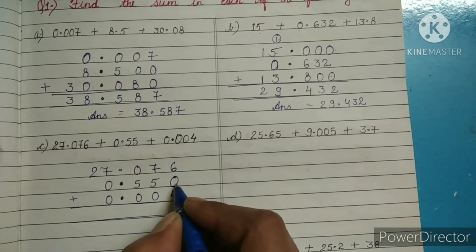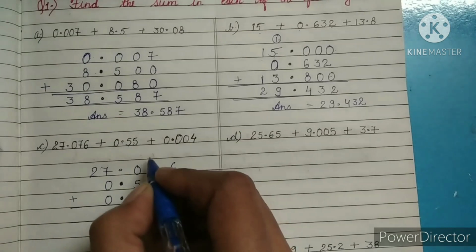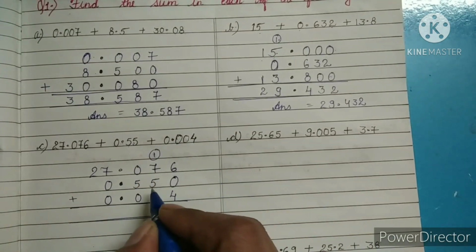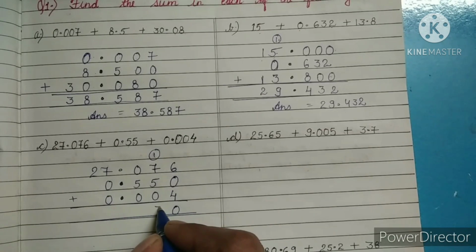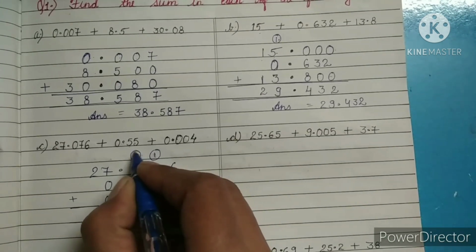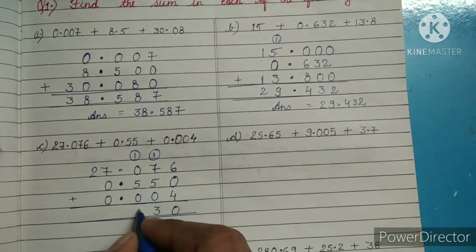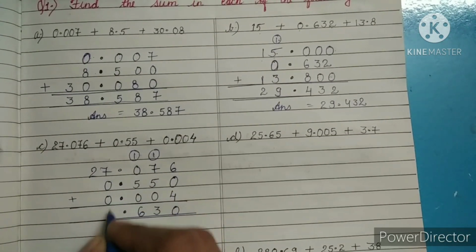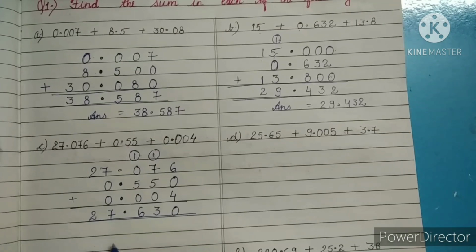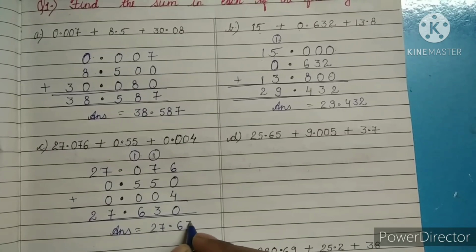Okay, 4 plus 0 plus 6 is 10, 0 at the downside, 1 on the carry. 7, 5 plus 7 is what? 5 plus 7 is 12, plus 1 13, 1 on the carry. 0 plus 5 plus 0 is 5, 5 plus 1 is 6, so 6. Now decimal, 7 plus 0 plus 0 is 7, and 2 as it is. So its answer is 27.630.